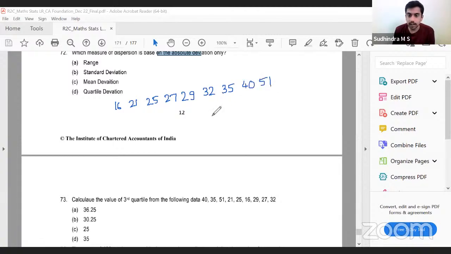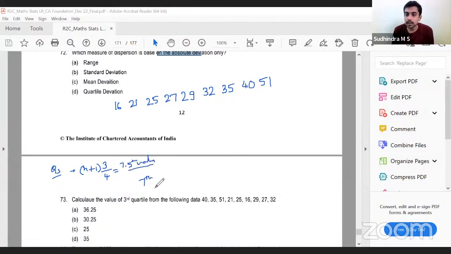Correct. Now Q3 is (n plus 1) into 3 by 4. What is n? 9. 9 plus 1 is 10. 10 into 3 by 4 is 30 by 4. 30 by 4 is 7.5. Correct. Everyone got this? 7.5.